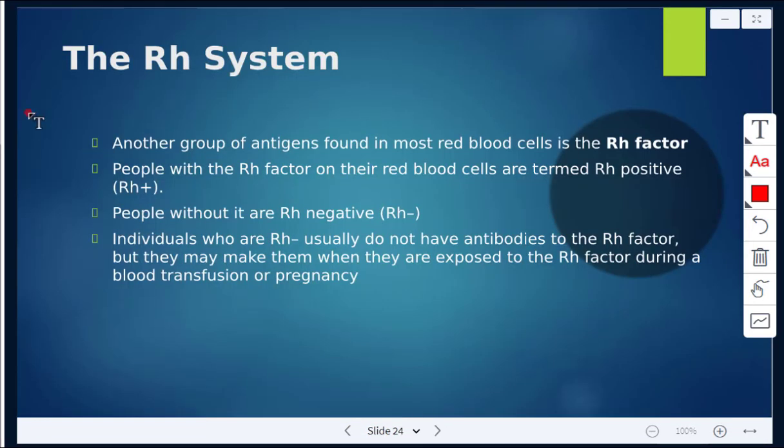Next is the Rh system. So this is another group of antigens that are found in most red blood cells. It's the Rh factor. So people with the Rh factor on the red blood cells are termed Rh positive, shown like this. And then people without it are Rh negative, shown like this, Rh minus. Individuals who are Rh negative usually do not have antibodies to the Rh factor, but they may make them when they're exposed to the Rh factor during a blood transfusion or during pregnancy.